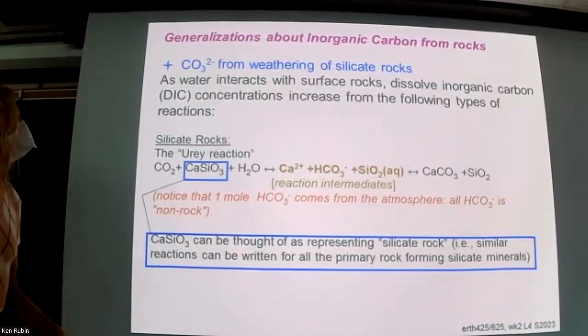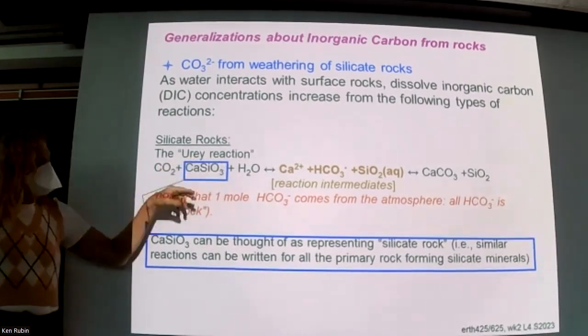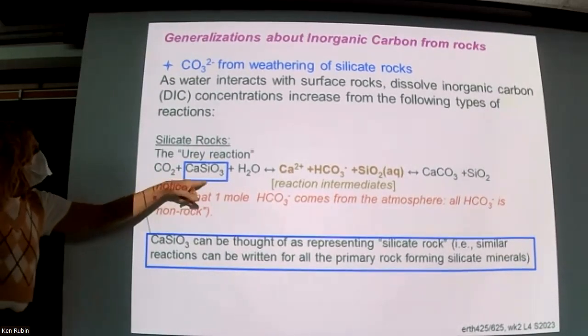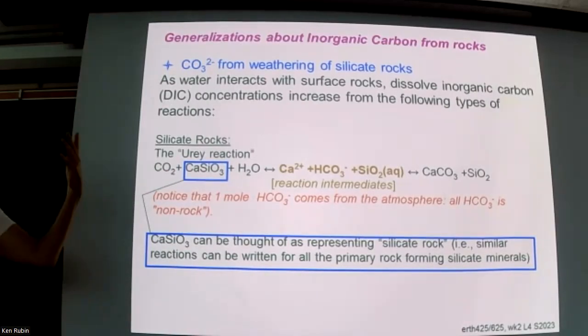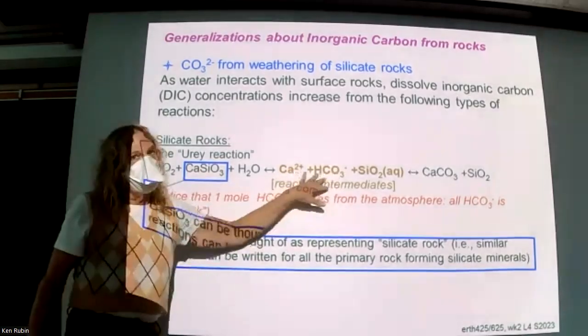If we look at the interaction of silicate rocks with water and the dissolution thereof, you will also see that silicate rocks are abbreviated here as calcium silicate, but it could be almost anything. They could be magnesium silicates, they could be sodium aluminum silicates. It would just change what the counter ions are here.